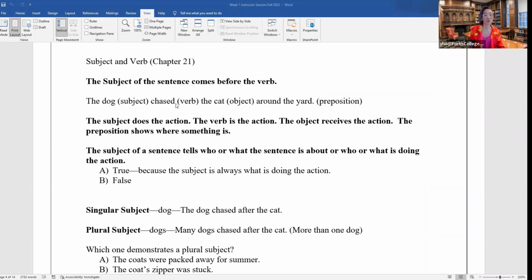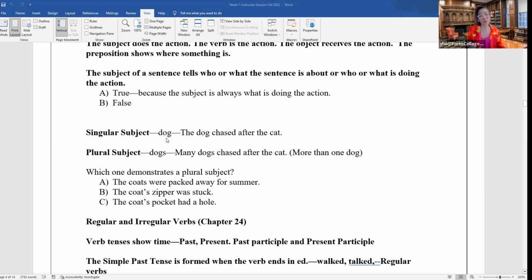So this is also known as active voice. In an active voice sentence, it is the subject that's doing the action. In a passive voice sentence, it's the object that's receiving the action. I'll be going over that in a little bit. And then you have a singular subject, which means one dog. The dog chased after the cat. Then you have plural subjects: many dogs chased after the cat, more than one dog.